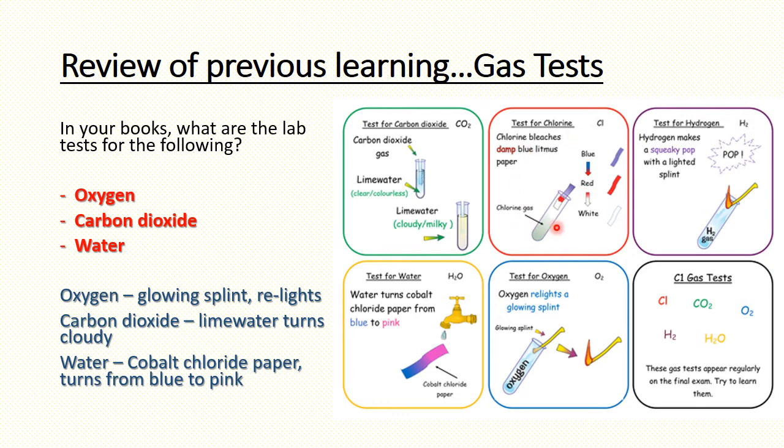So test for chlorine. If you have blue litmus paper, and you put it into chlorine gas, then it will bleach the paper, so the paper will end up white. And of course the classic test for hydrogen. So our sample of gas in a test tube, we put in a lit splint, and you should hear that classic squeaky pop sound.